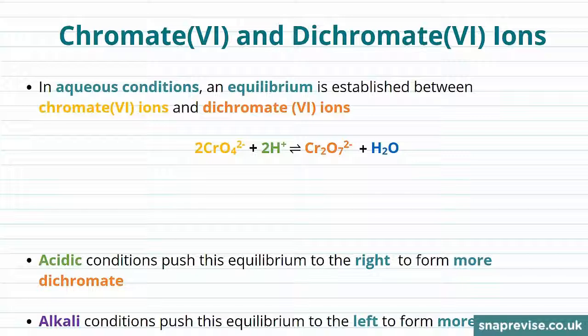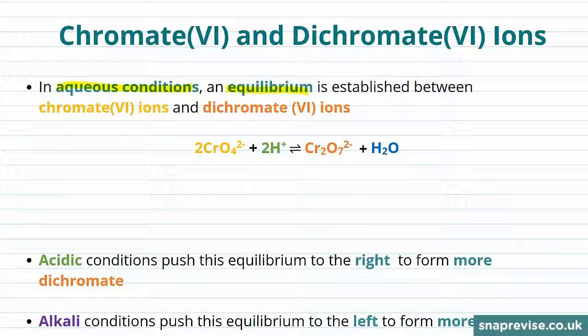Hi guys, in the last video we looked at some of the reactions of cobalt, and now we're going to be moving on to talk about chromium chemistry. So in aqueous conditions, an equilibrium can be established between two of the ions that chromium commonly appears in.